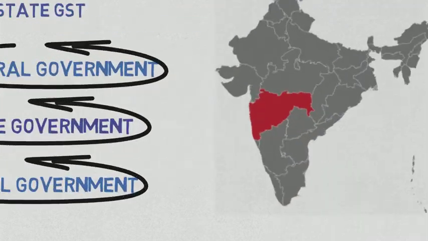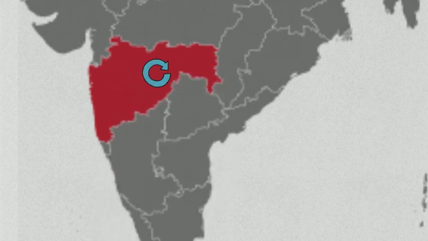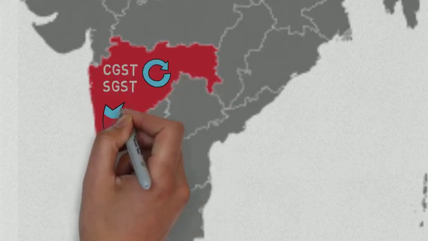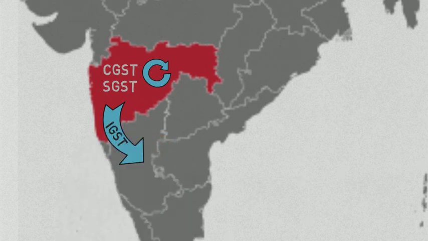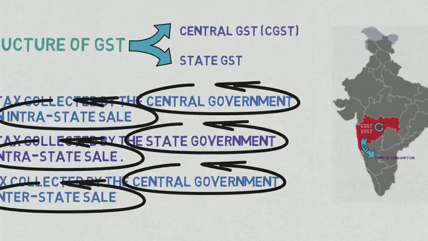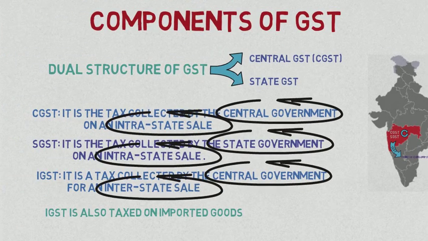If a product is manufactured and sold within a state, then CGST and SGST are applied to it. If the sale happens in another state, then IGST is applied on the bill. Initially, IGST accrues to the center, and later 50% of it is redistributed to the state where the final product is sold, that is the point of consumption. IGST is also levied on imported goods.